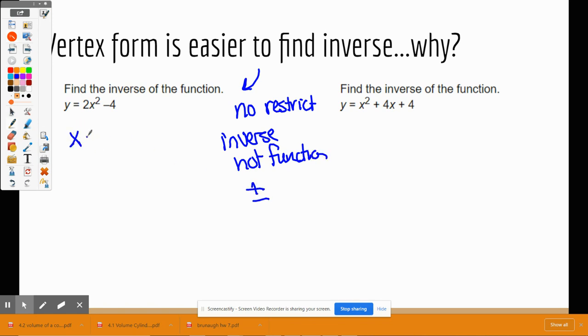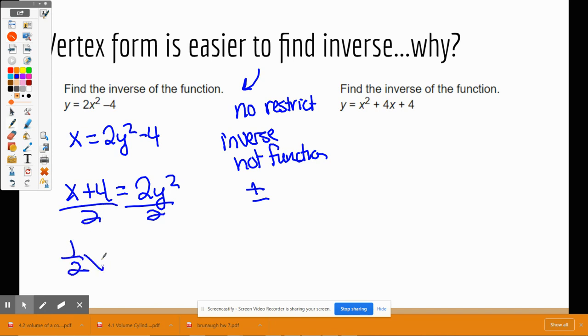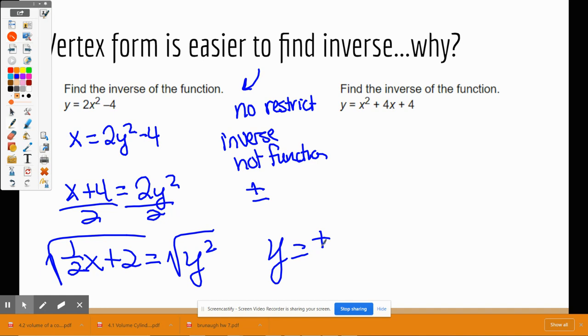We can do that. X equals 2y squared minus 4 plus 4. X plus 4 is 2y squared. Divide everybody by 2. 1/2 x plus 2 is y squared. Square root both sides. Don't forget the plus or minus because they did not break things down for us. Plus or minus the square root of 1/2 x plus 2.